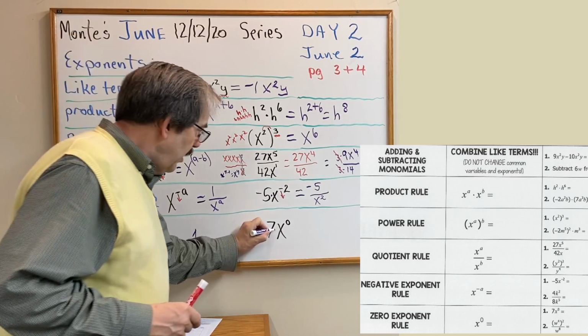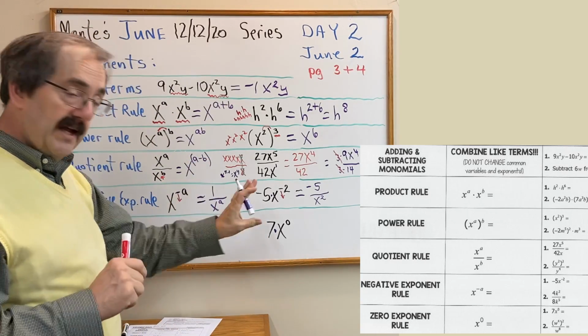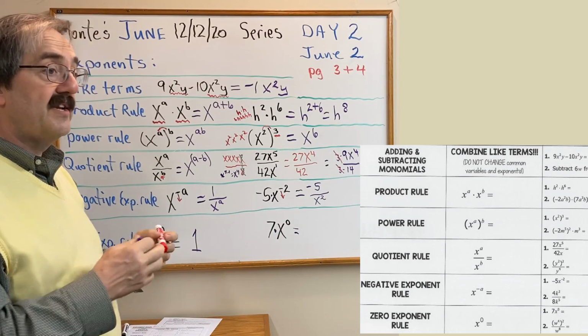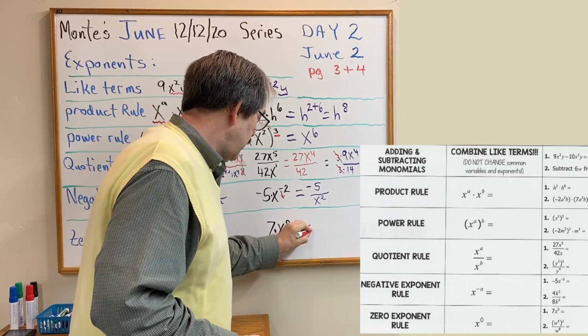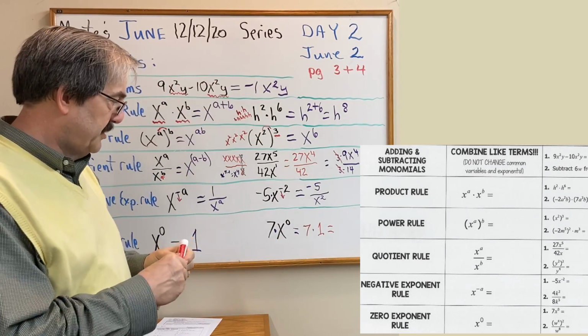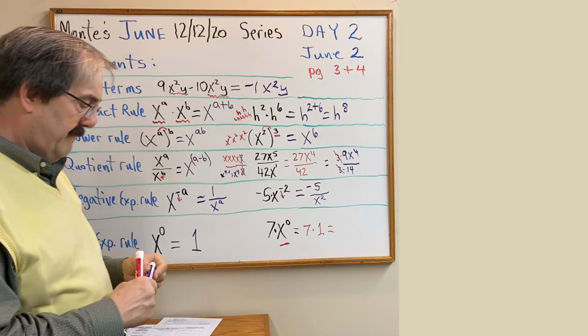Now, 7 times x to the 0. The answer is not 1. The answer is 7 times 1. So the actual answer is 7. Okay?